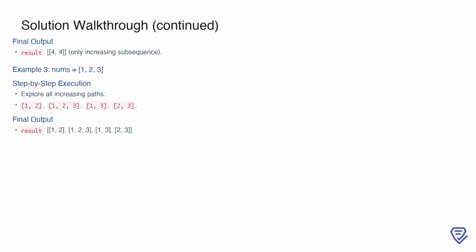Now, consider the third example with nums equals 1, 2, 3. Here, the algorithm systematically explores all increasing paths, resulting in subsequences like 1, 2, 1, 2, 3, 1, 3, and 2, 3. These paths are added to the result, which gives the final output 1, 2, 1, 2, 3, 1, 3, 2, 3. This demonstrates how the backtracking approach effectively generates all non-decreasing subsequences for different input arrays.